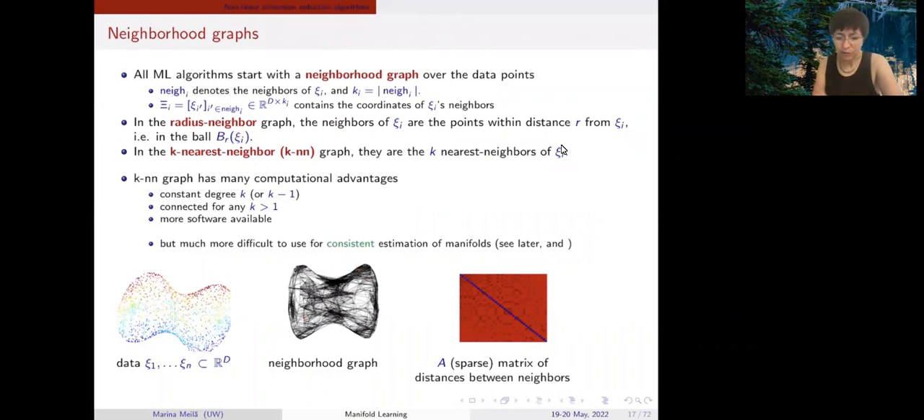Either we define neighbors to be all the neighbors within a distance r from a point i, and this is the radius neighbor graph. Or we define the neighbors to be the k nearest neighbors of the point. Now, you are going to see in many research papers, algorithmic papers, that this makes no difference. It actually makes a very big difference in certain situations. In others, it doesn't.